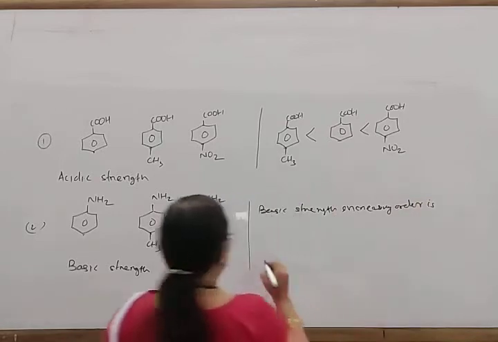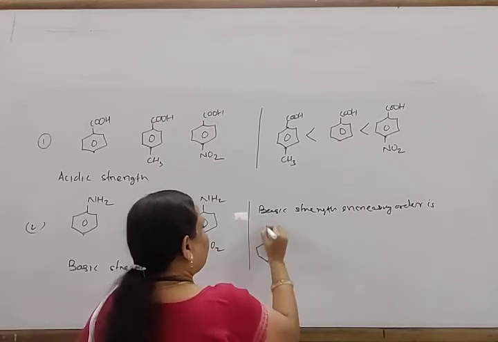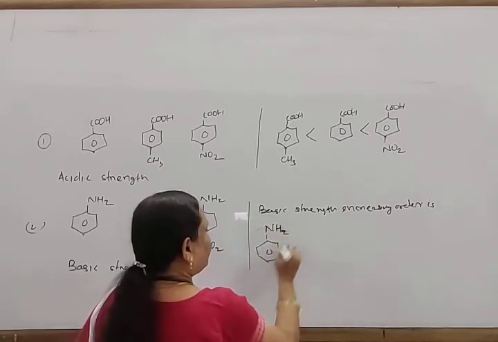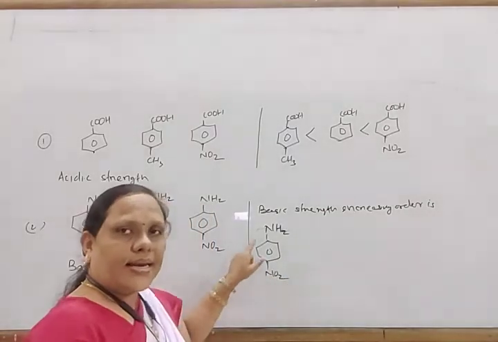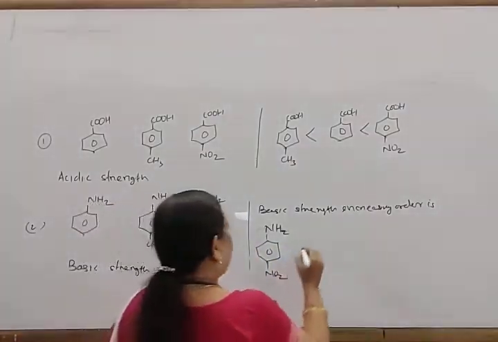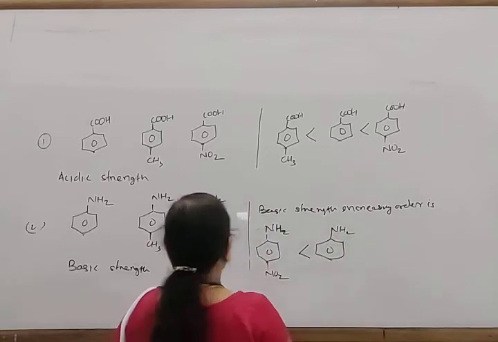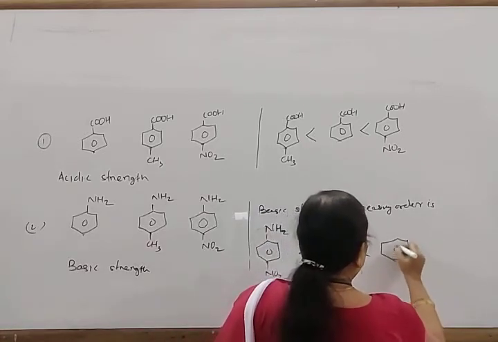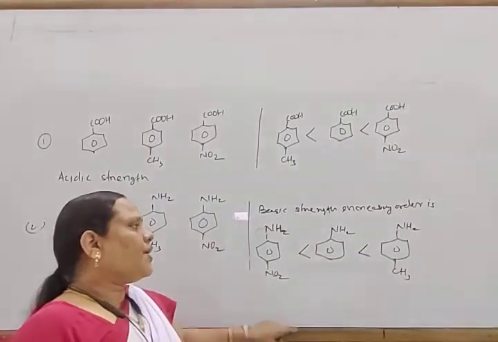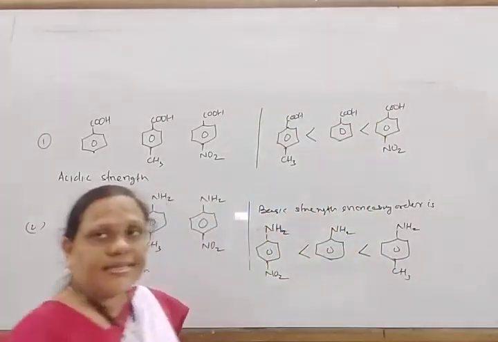So the nitro group has the lowest. If there is a presence of an NO2 group, it has the least basic strength. Here given NH2, and here given NO2, para-nitroaniline, this is para-nitroaniline, and then aniline, and then NH2 with a methyl group, para-aminotoluene. Okay, so this is the increasing order of basic strength, and this is the increasing order of acidic strength. Okay.